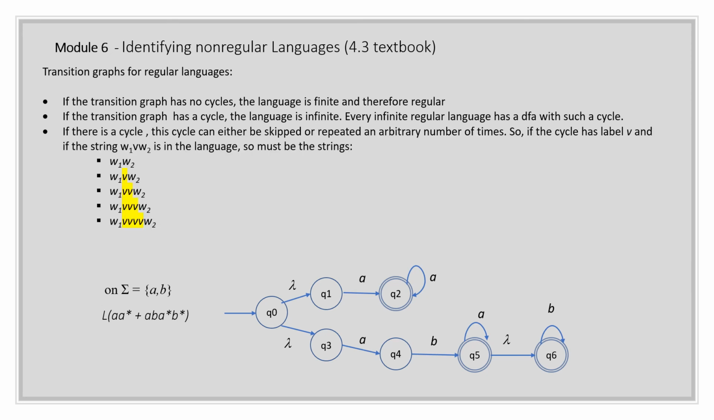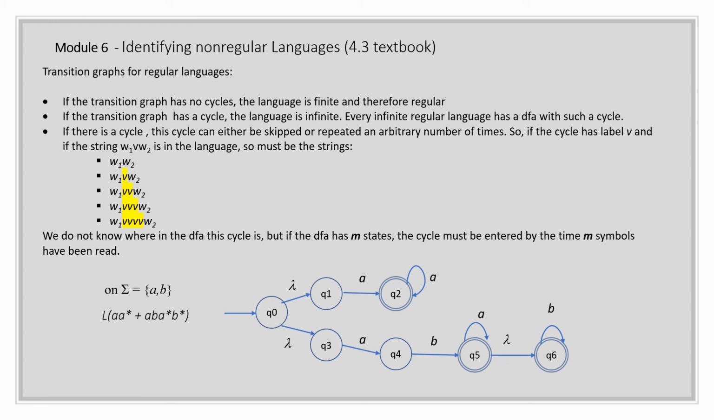It doesn't really matter. But if you have a cycle, this is breaking it down again for you. Instead of using X, Y, Z, we have W1, V is the Y part, and W2 is the Z part. So you can break down your strings and you can pump. You can pump as many times as you want, and you will still have strings that are in the language.